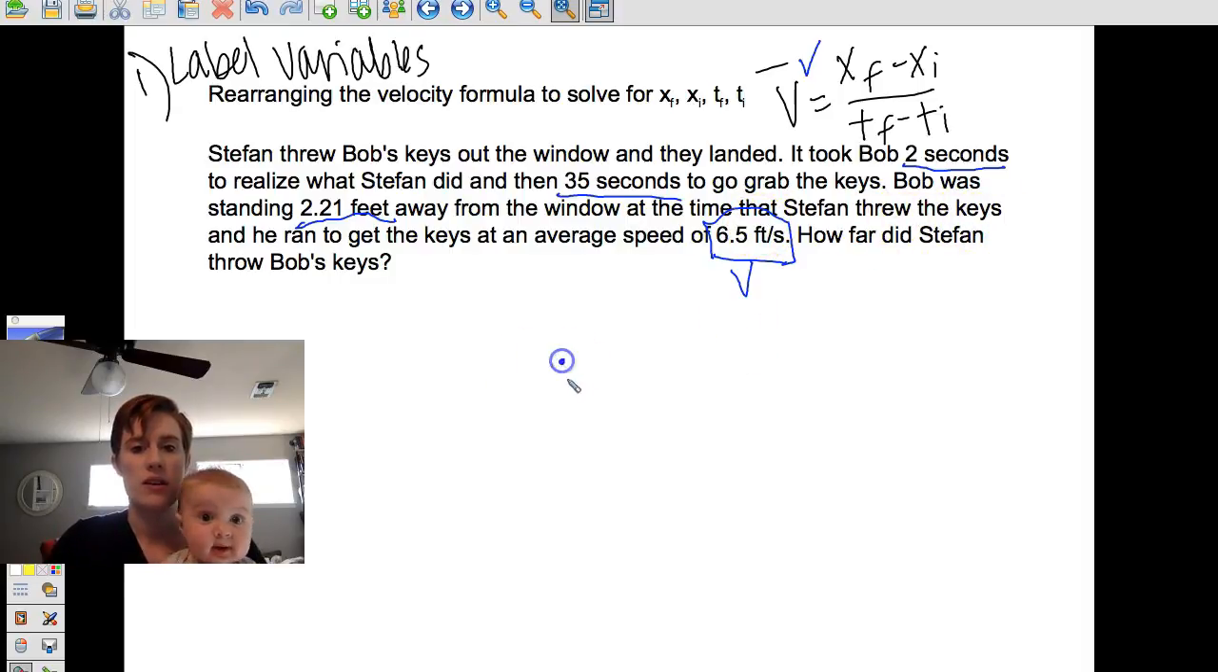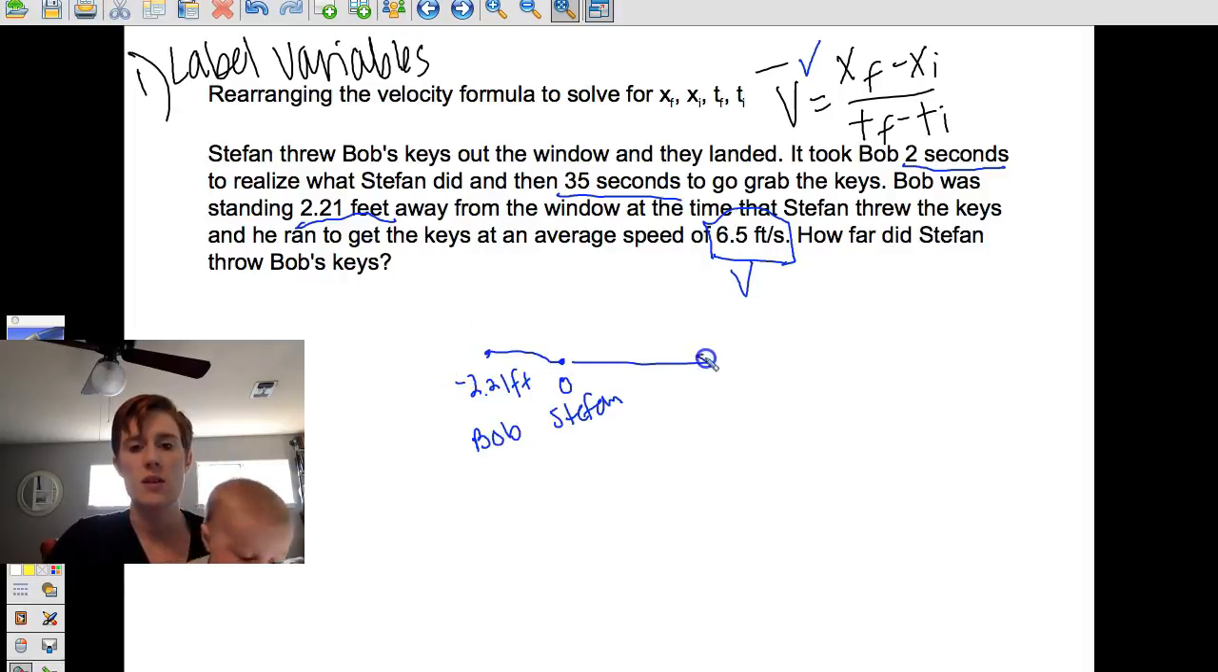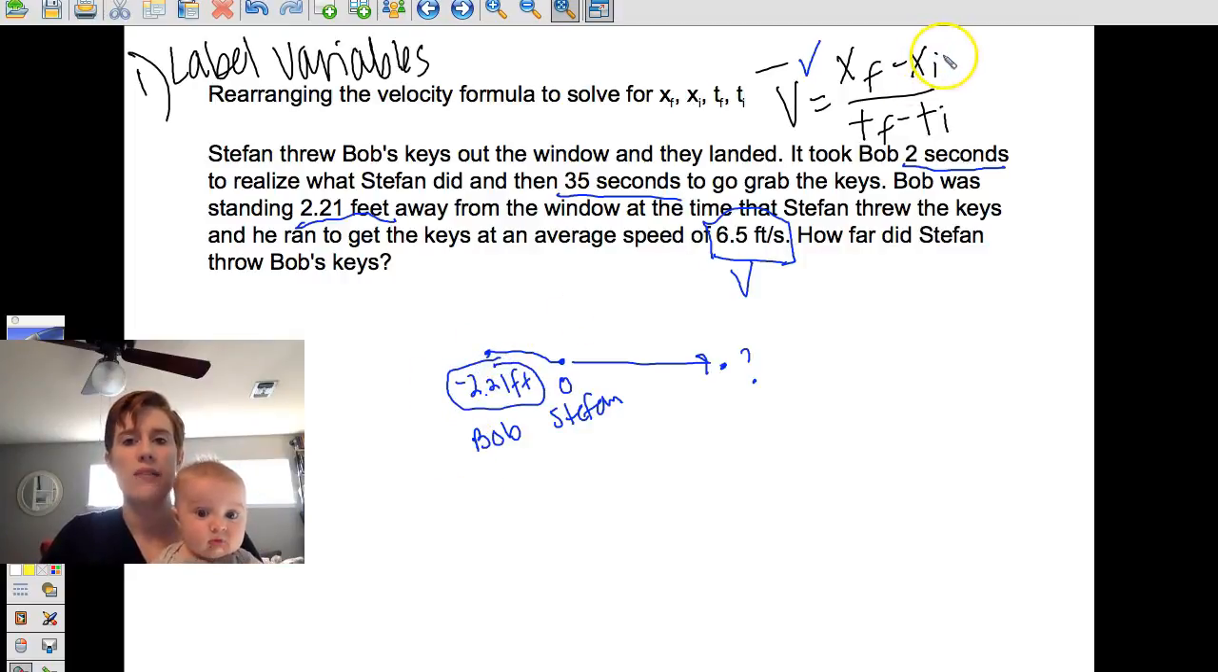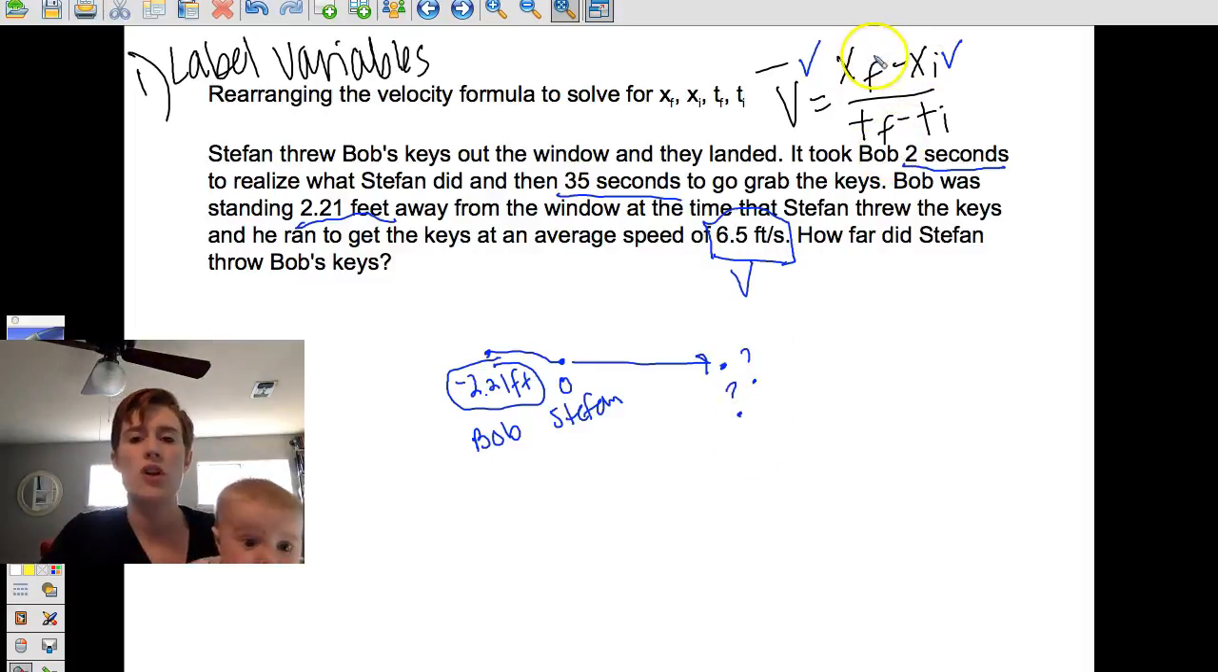It says that Bob was standing 2.21 feet away from the window at the time that Stefan threw the keys. So here's Stefan. He's our point of origin. Negative 2.21 feet away, this is Stefan, this is Bob. And then Stefan threw the keys somewhere over here. We don't know where it was. So what was Bob's initial distance? This is Bob's initial distance. We have his initial distance. Okay. We don't know his final distance from Stefan, so we don't know x of f. I'm going to circle that. Anything you don't know, go ahead and circle on your formula.